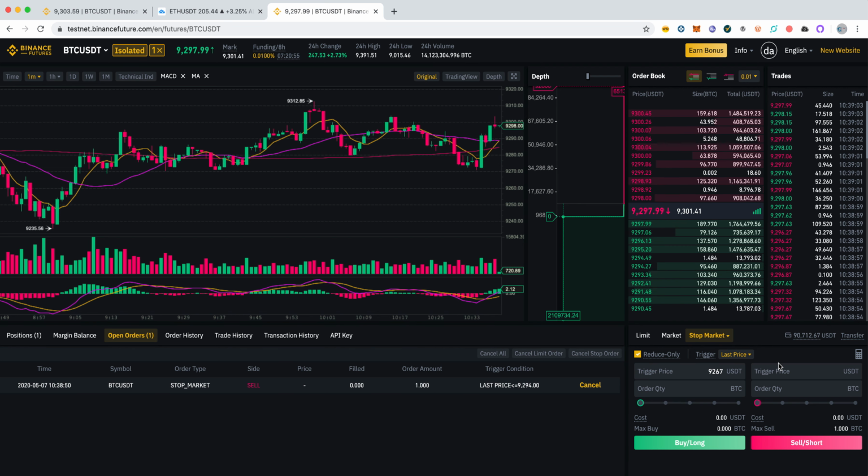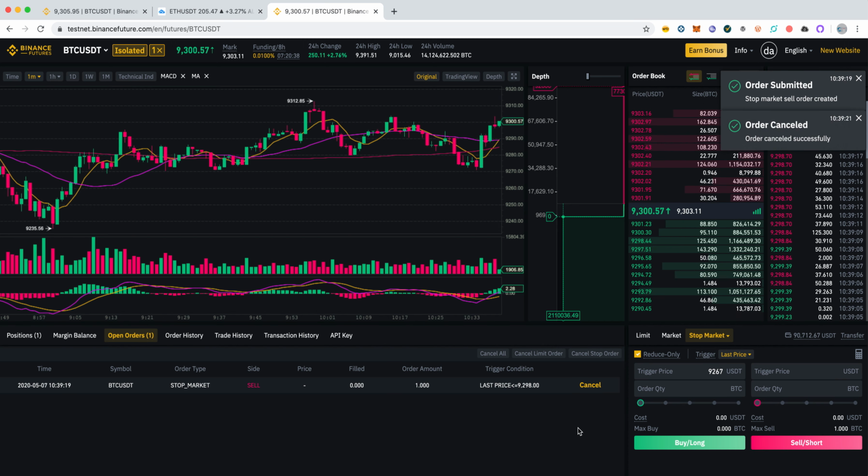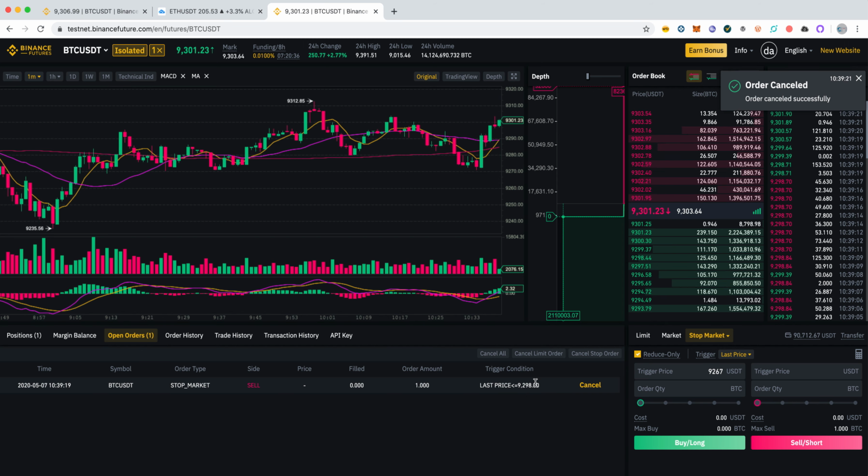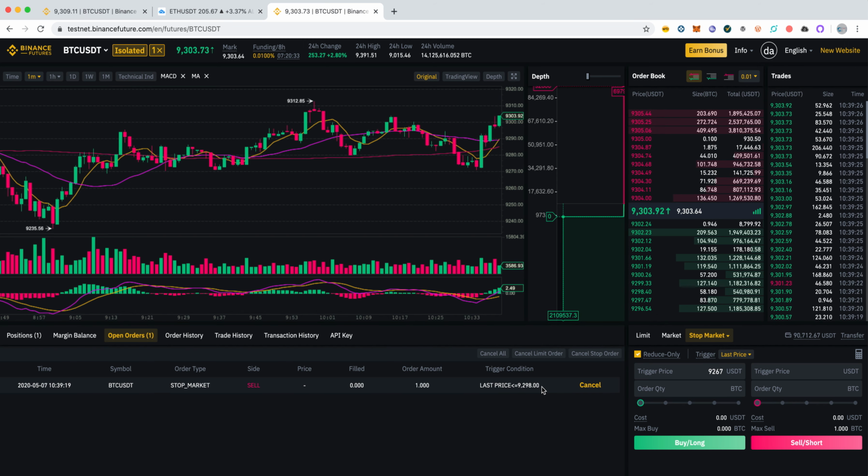Let's see, it should be triggered very fast. Maybe not. So let's raise the stop loss again, to 97, 98. Okay, let's cancel the other one. If this price is triggered, touched, it's pumping. Very good. 9305, 04.